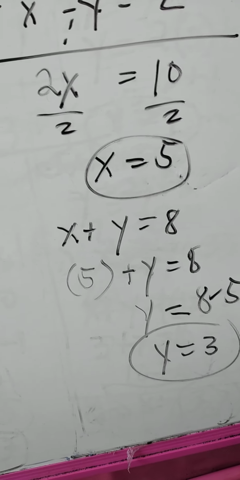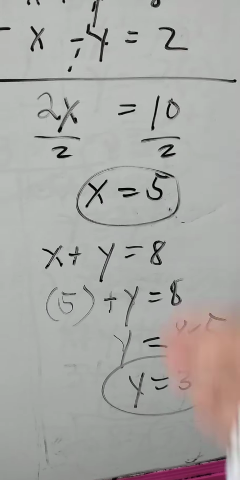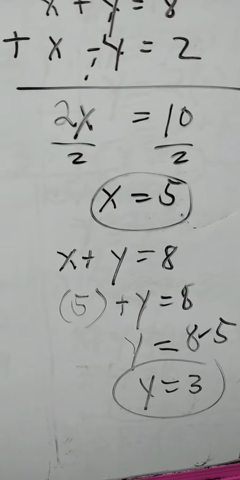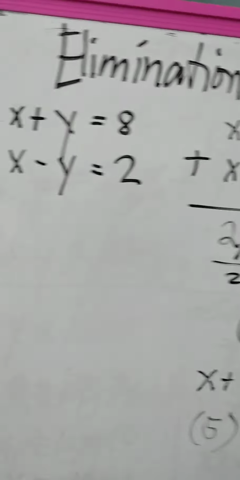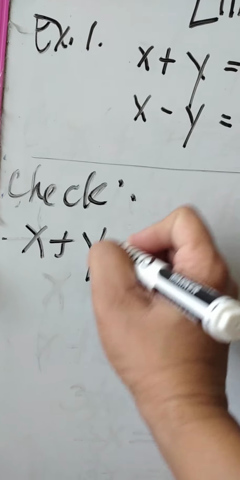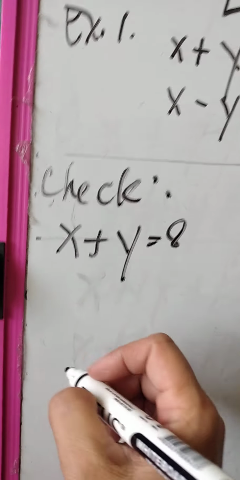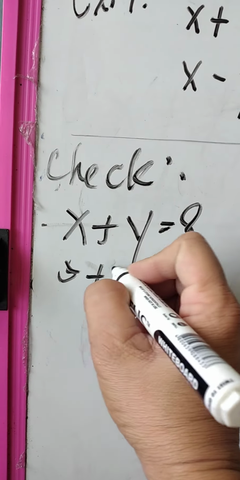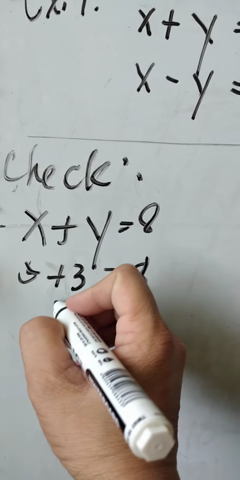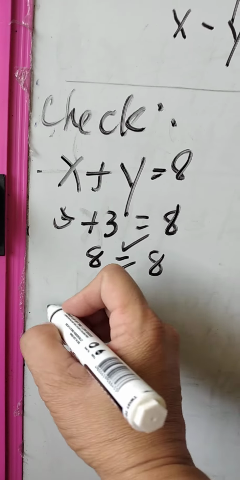Yes, y equals 3. Now, do we stop there? No, we have to check if indeed the values that we found are the solution to our equations. So, checking. I will check first the first equation. That's more systematic. If you're used to it, you can do it mentally. So 5 for x and 3 for y equals 8. Indeed, 8 equals 8.